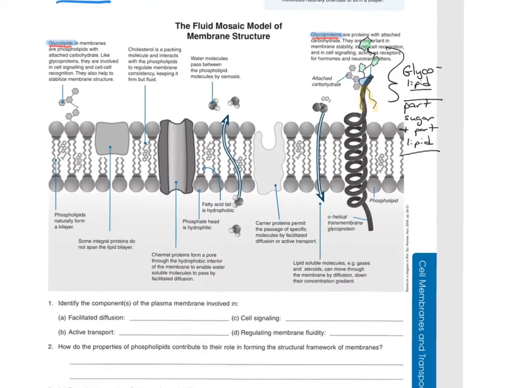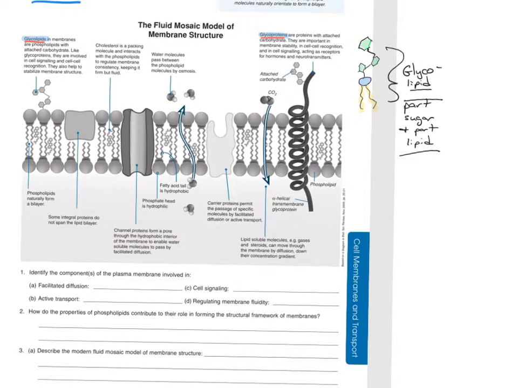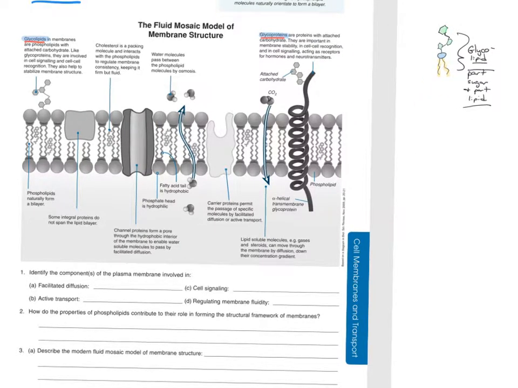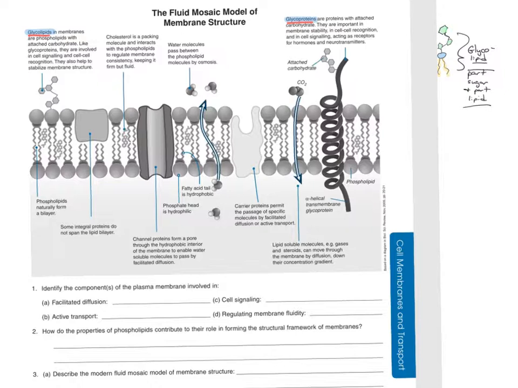So cholesterol, what does it do? It helps regulate the consistency of the membrane. It keeps it fluid, right? And it says it right there, very clearly. Hopefully you get it, you understand it, and there's no issues with it. So consistency keeps it firm but fluid. All right, firm but fluid. There it is. That's what cholesterol does. Everything is written for you.